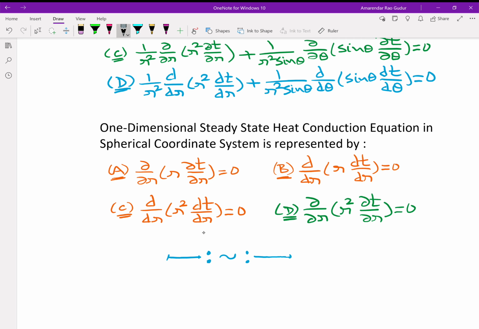Option D looks to be alright. d by dr of R square dT by dr is equal to 0. Okay. So this equation should be alright. So equation C should be alright, not D. Equation C should be alright. d by dr of R square dT by dr is equal to 0. So this is for cylinders. This is for cylinders. These two are for spheres, out of which equation C is absolutely correct. So these are certain important aspects related to spheres.